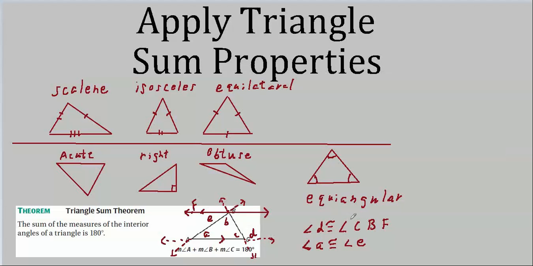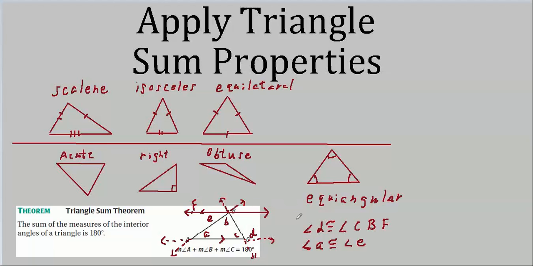Also, angle A is congruent to angle E. We just have a different transversal over here. These are alternate interior angles. And this here, well, these were alternate interior angles also.